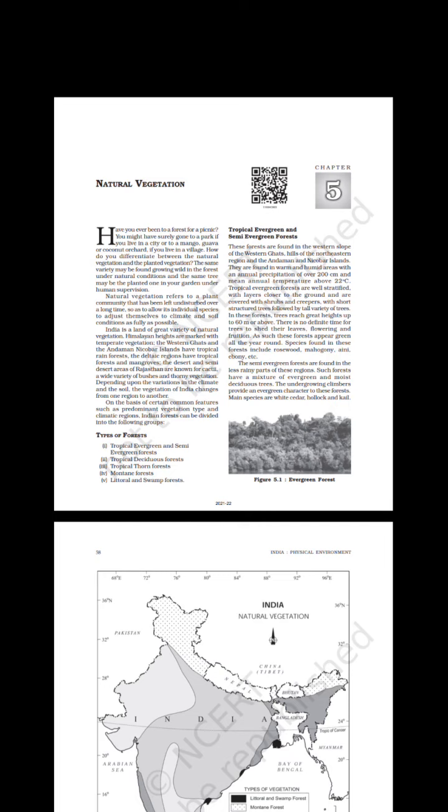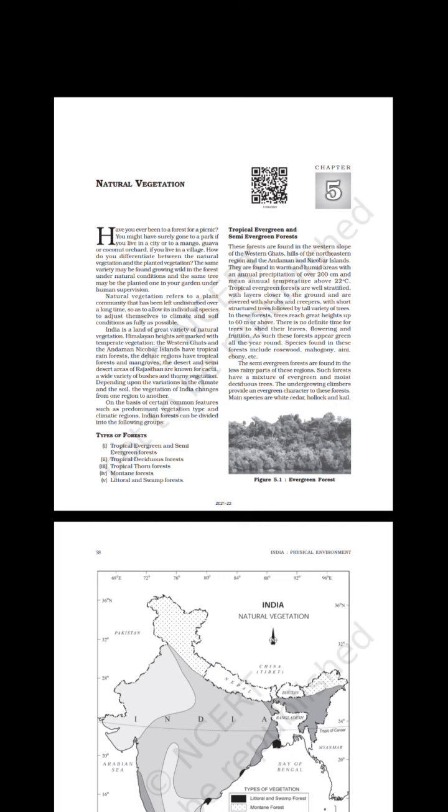Natural vegetation refers to a plant community that has been left undisturbed over a long time, so as to allow its individual species to adjust themselves to climate and soil conditions as fully as possible. India is a land of great variety of natural vegetation.